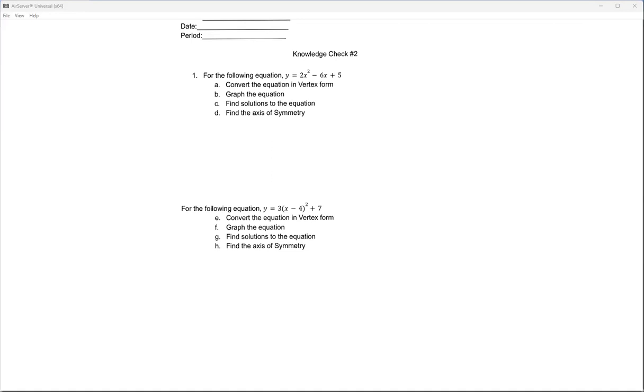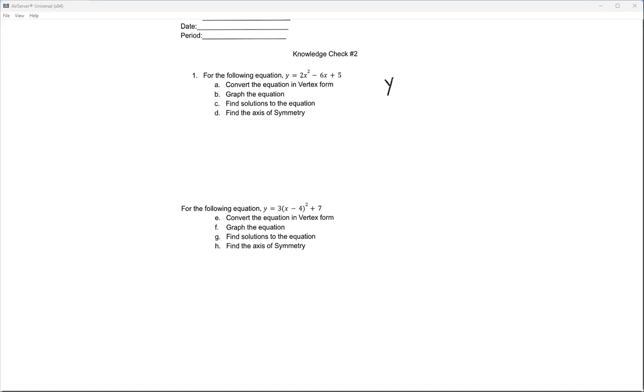Okay, for the following equation, y equals 2x squared minus 6x, convert the equation to vertex form, graph the equation, find the solutions of the equation, and then the axis of symmetry. This is a good problem just to bring everything together. So let's convert the equation to vertex form.